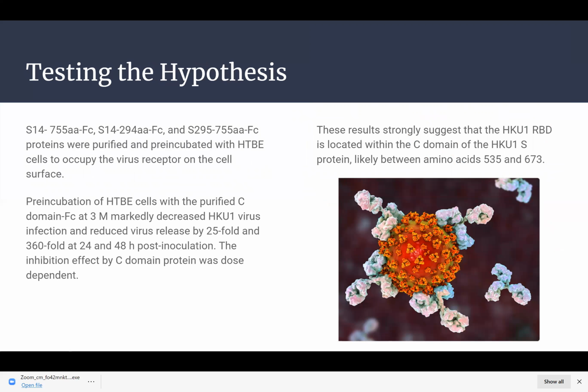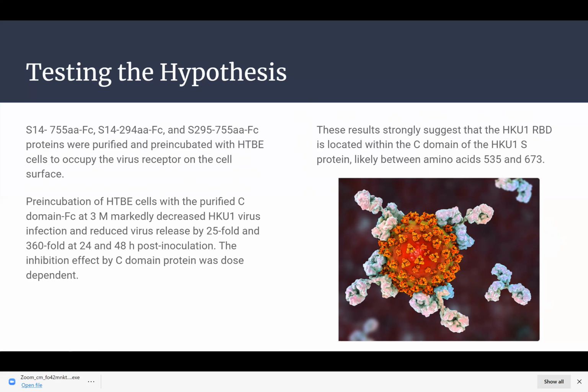Now, testing their hypothesis. So S14 755 amino acid FC and S14 294 amino acid FC and S295 755 amino acid FC proteins were purified and pre-incubated with the HTBE cells to occupy the virus receptor on the cell surface. So they decided to use these ones because those seem to be the most prevalent and the most likely for the binding domain.